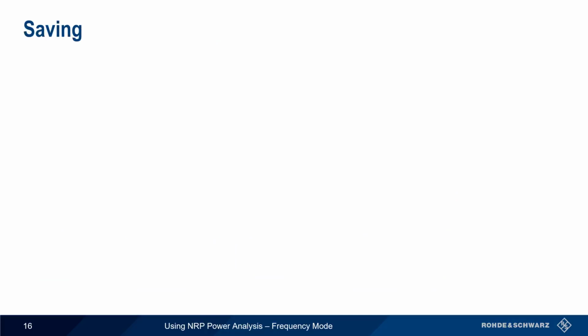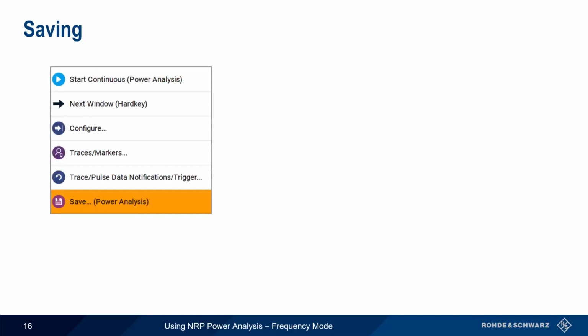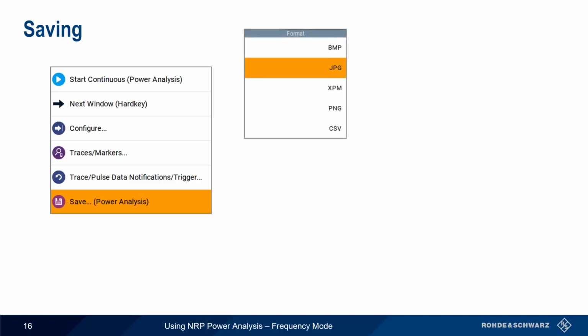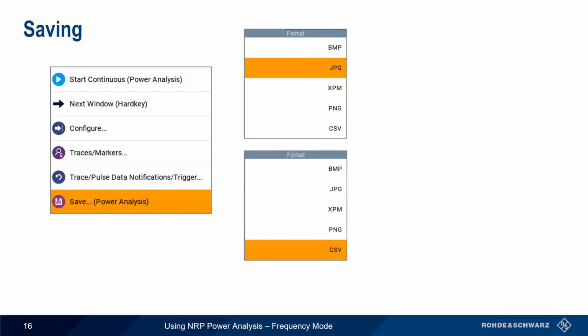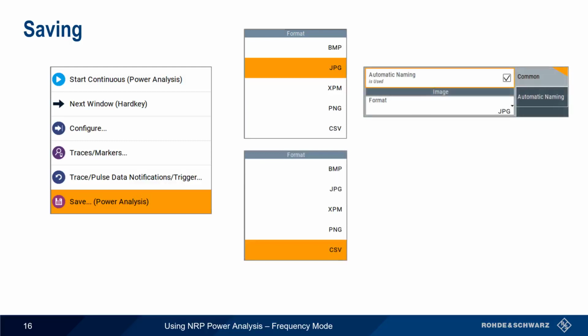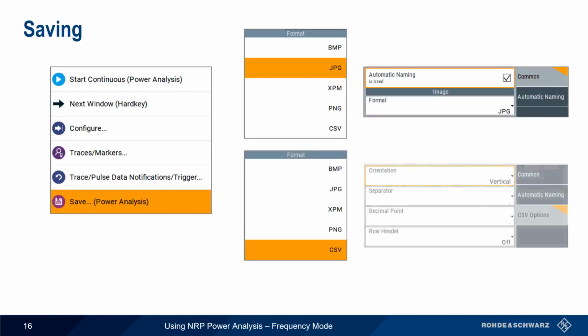One last useful feature. The Power Analysis option allows us to save our measurement results by selecting Save Power Analysis in the context-sensitive menu. Results can be stored as images in a variety of formats, or as CSV files of trace values. Files can be automatically named, and there are numerous options available when saving traces as CSV files.